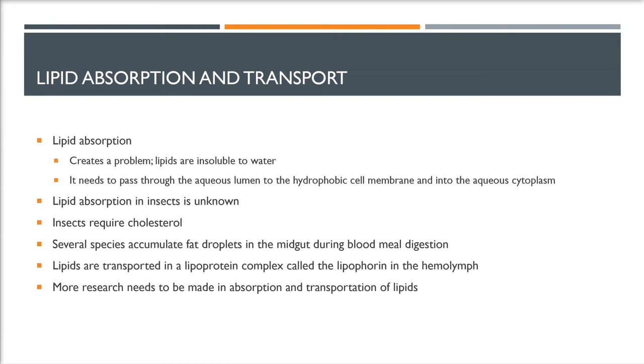Insects require cholesterol and several species accumulate fat droplets in the midgut during blood meal digestion. This is a good way of using the lipid while digesting. In terms of transportation, lipids are transported in a lipoprotein complex called lipophorin in the hemolymph. There are many kinds of transportation types that use lipophorin. More research indeed needs to be done on the absorption and transportation of lipids.